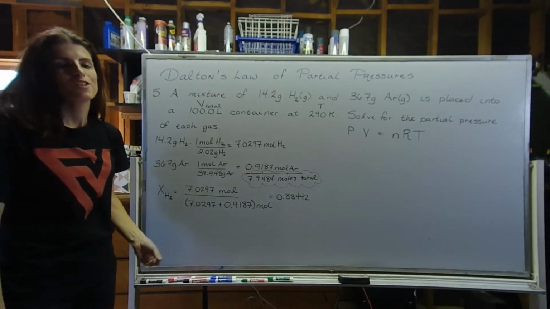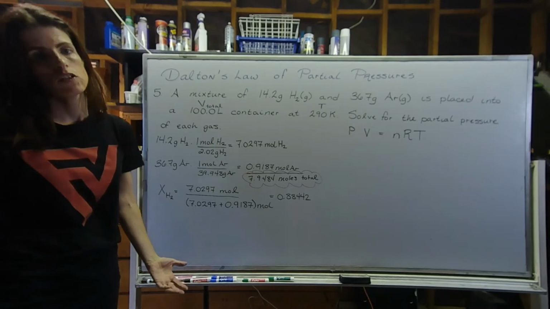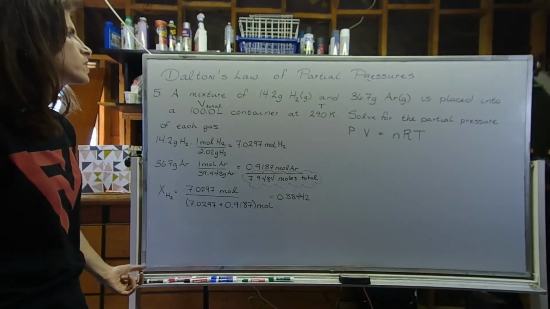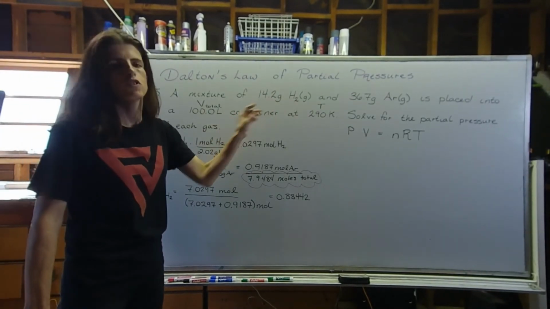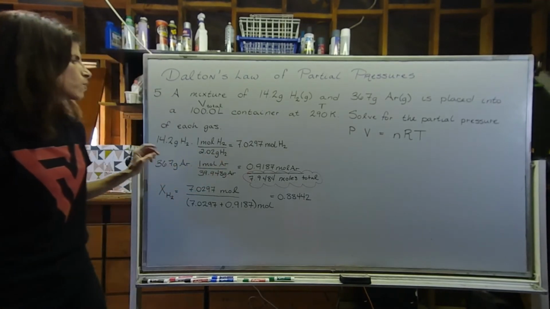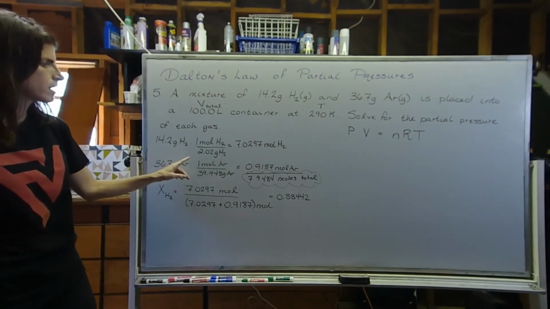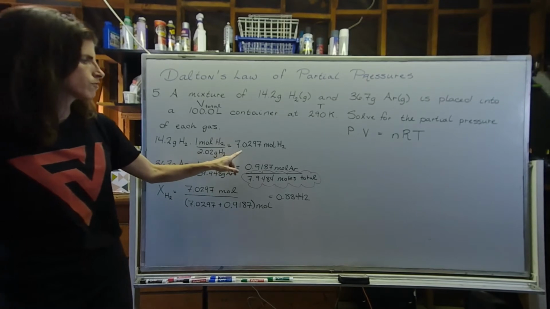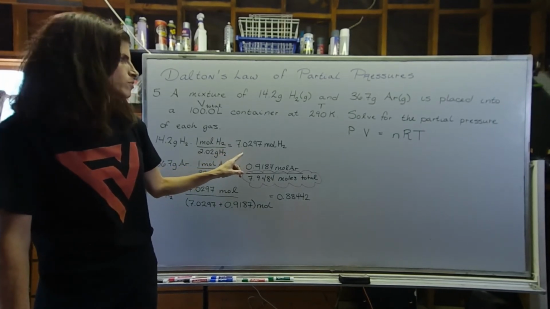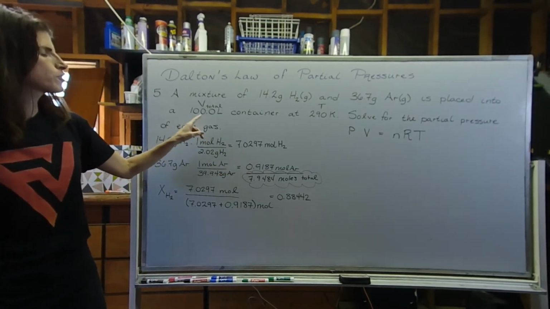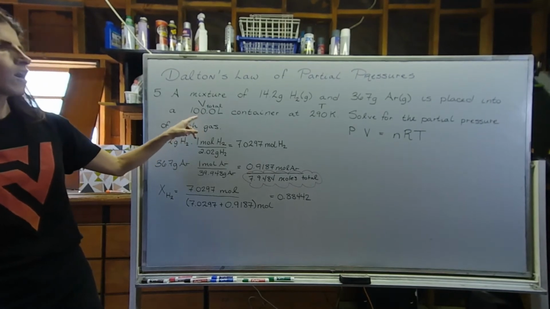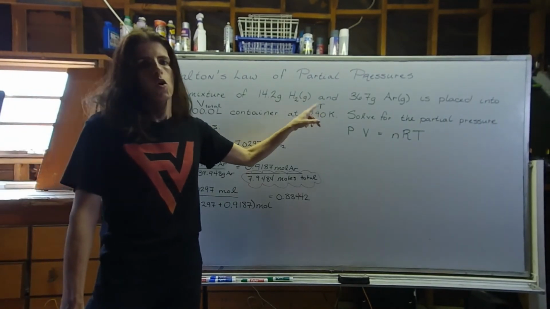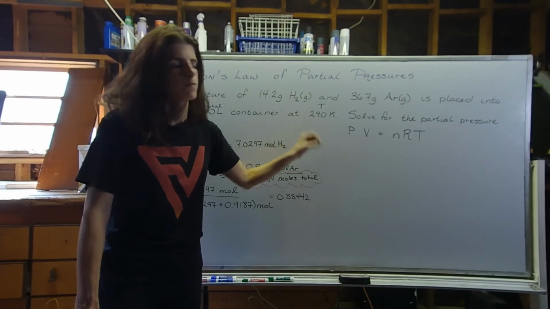This problem here is another great example of how to use Dalton's law of partial pressures. So we're given the mass of two different gases, which I went ahead and used their respective molar masses to convert both masses to grams. We're also told that the total volume of the container is equal to 100 liters, and we're given a temperature.